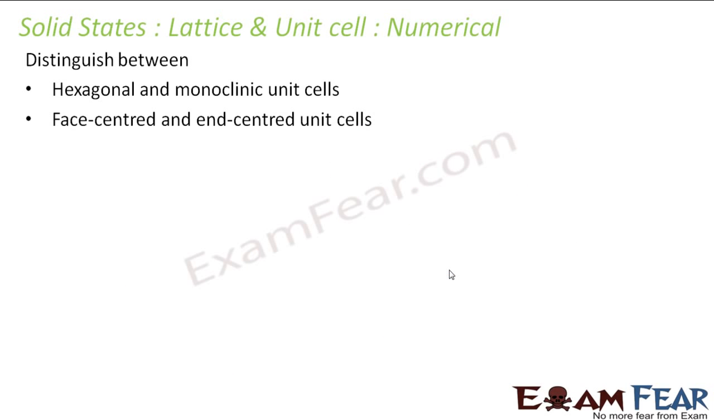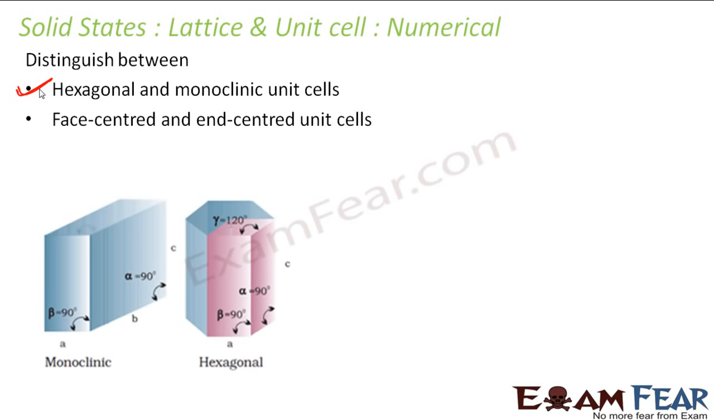The next is, distinguish between hexagonal and monoclinic unit cell. So let's first draw the hexagonal and monoclinic unit cells. Correct. This is my hexagonal. This is monoclinic. So in monoclinic, if you see, all the sides are unequal. None of the sides are equal. a is not equal to b is not equal to c. Talk about angles. We know that alpha and beta are 90 degrees. 2 angles are 90 degrees. And gamma I am not very sure. It is not equal to 120 degrees for sure. It can be any angle but not 120 degrees.